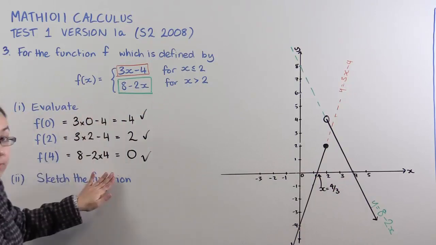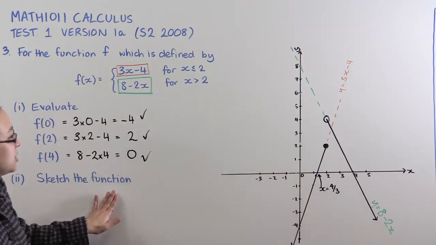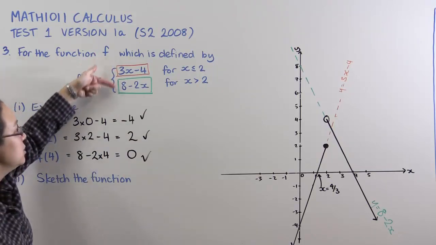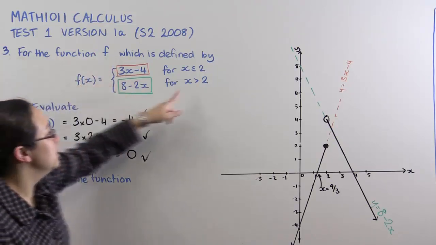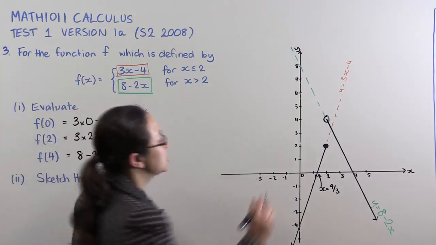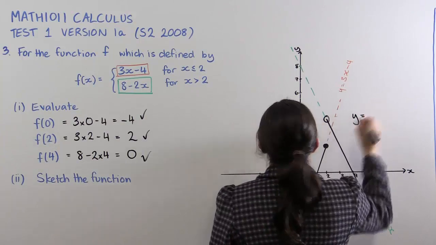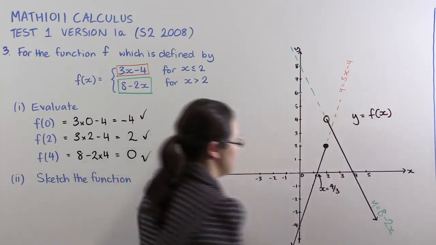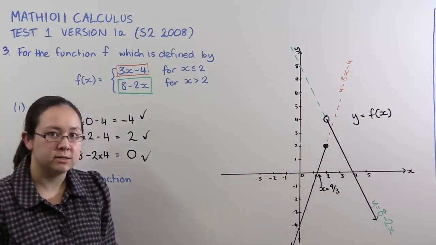So we've evaluated some function values and we've sketched the function by sketching this straight line but only taking the section less than or equal to 2, and sketching this straight line but only taking the section greater than 2. And so that's our sketch here. Maybe I'll just write in black that the black graph is y equals f of x.